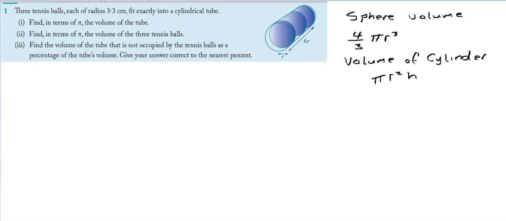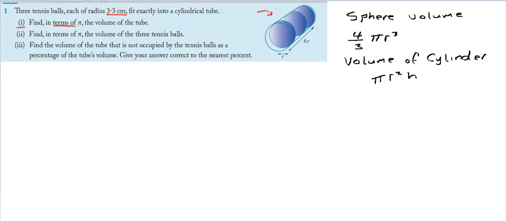Okay, so let's have a look at the following question. What it asks us to do: 3 tennis balls, each of radius 3.3 centimeters, fit exactly into a cylinder tube. So this is what we're looking at here. The first thing it asks us to do is to find in terms of pi.